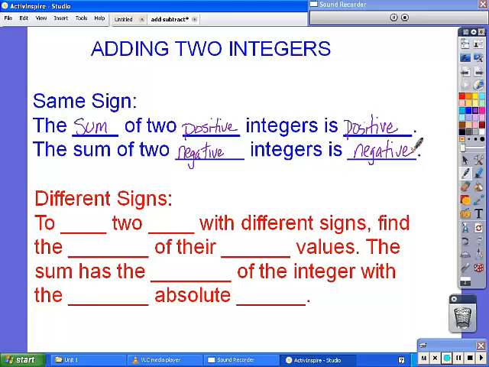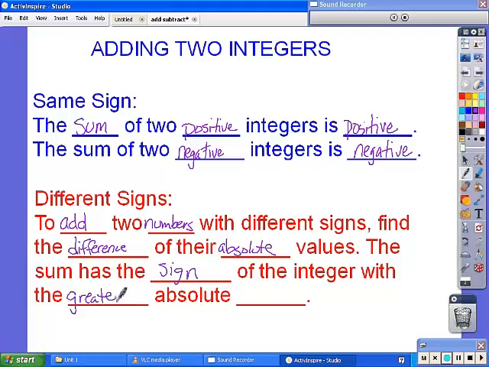Now, this is when it gets a little tricky. I'm going to write all this stuff down, but it's going to make a lot of sense when we actually do an example of it. So to add two numbers with different signs, you're going to find the difference of their absolute value. The sum has the sign of the integer with the greater absolute value.